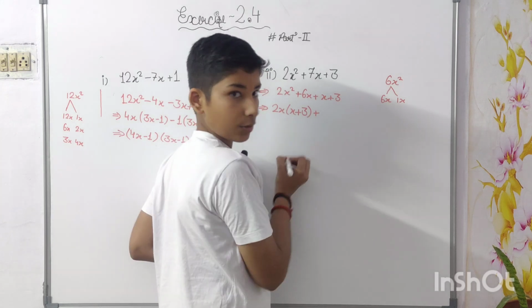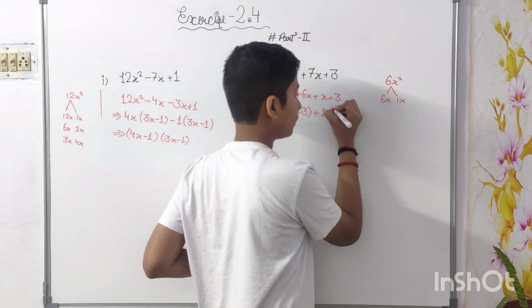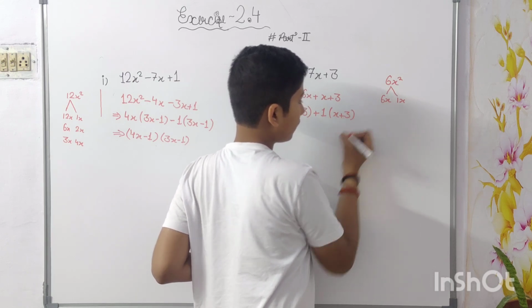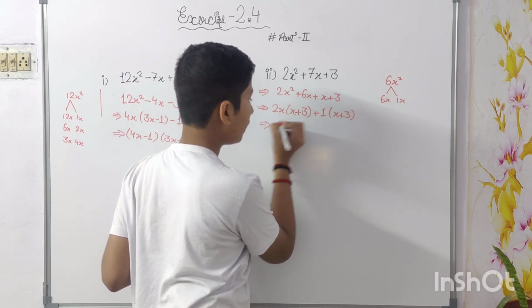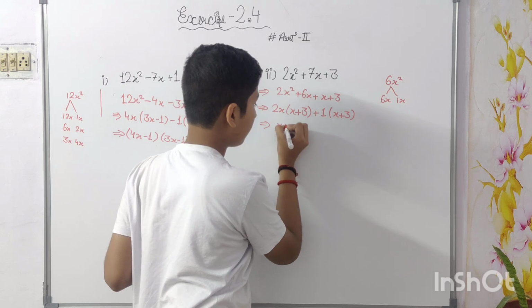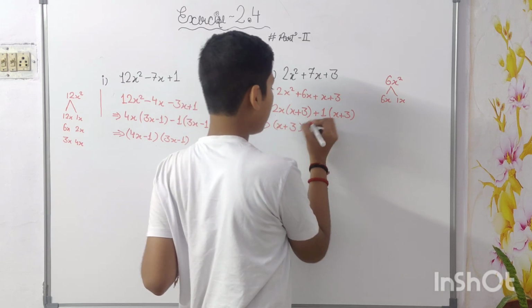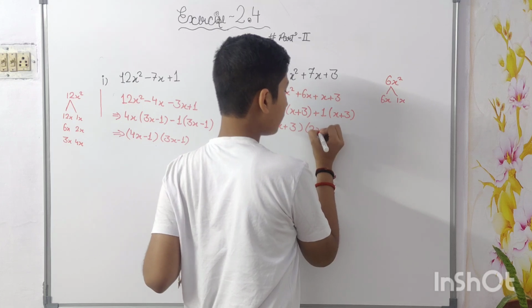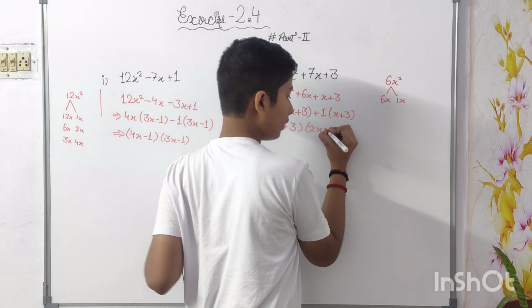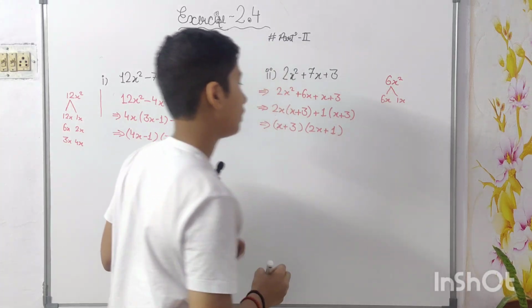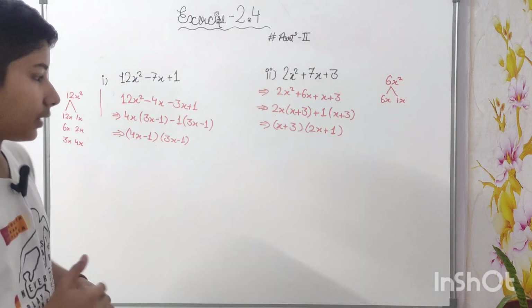Now here nothing is common, so 1 is common. Again x plus 3. So what will we write? This bracket x plus 3 and here 2x and this plus 1. So this is our answer for next one.